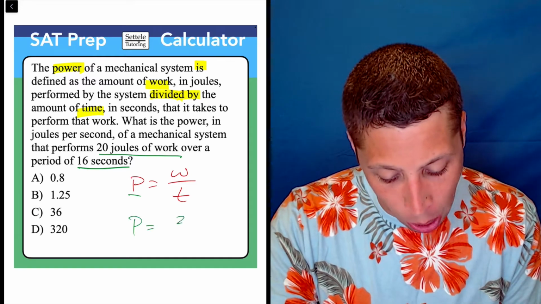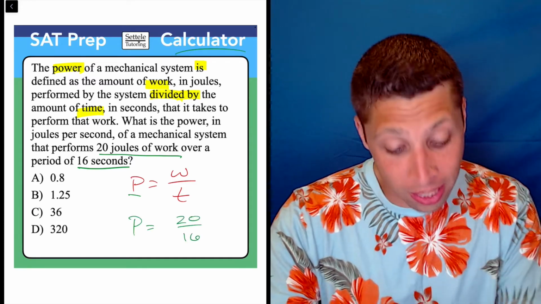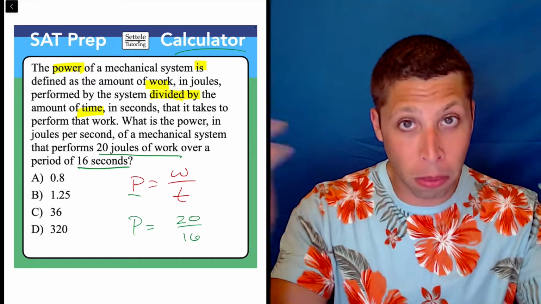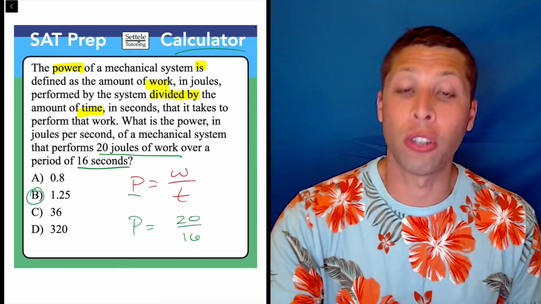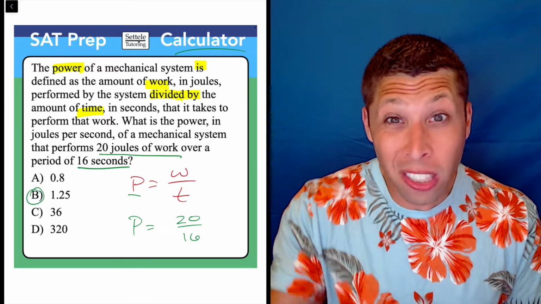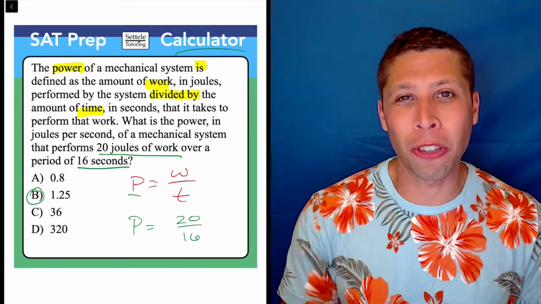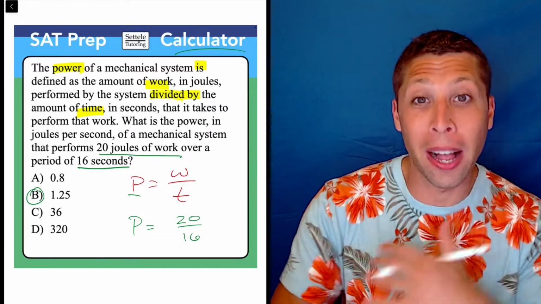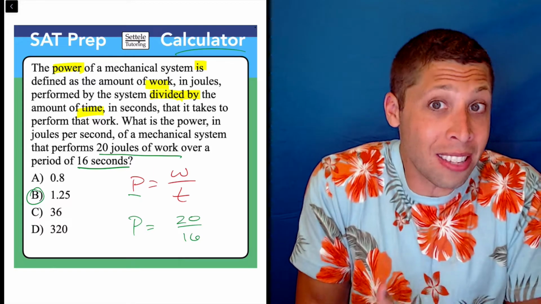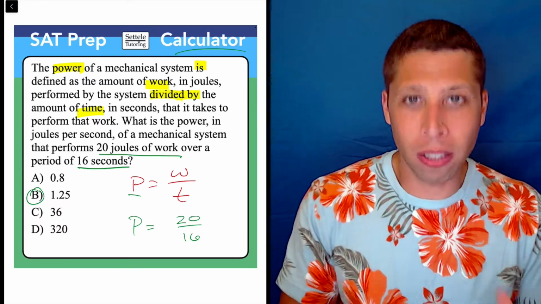So, okay, the power is going to be 20 over 16. This is the calculator section, so boom, boom, type it in. You're going to get 1.25. That's the whole question. We just need to divide two numbers. Now, all the other answers are other things you could do with those two numbers, like multiply them or divide them backwards. So it's easy to make a mistake, but you have to trust the difficulty.